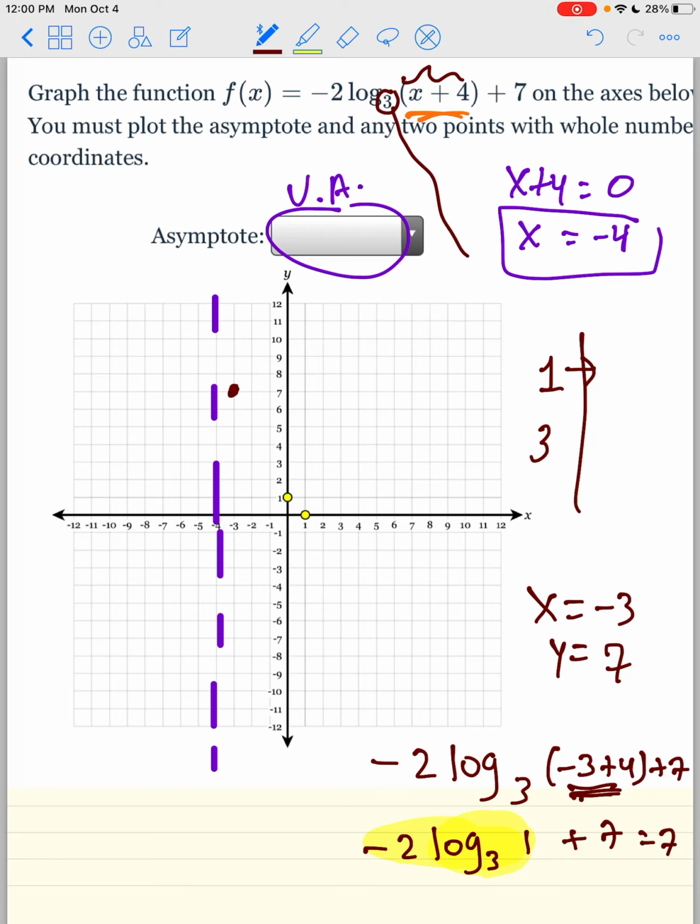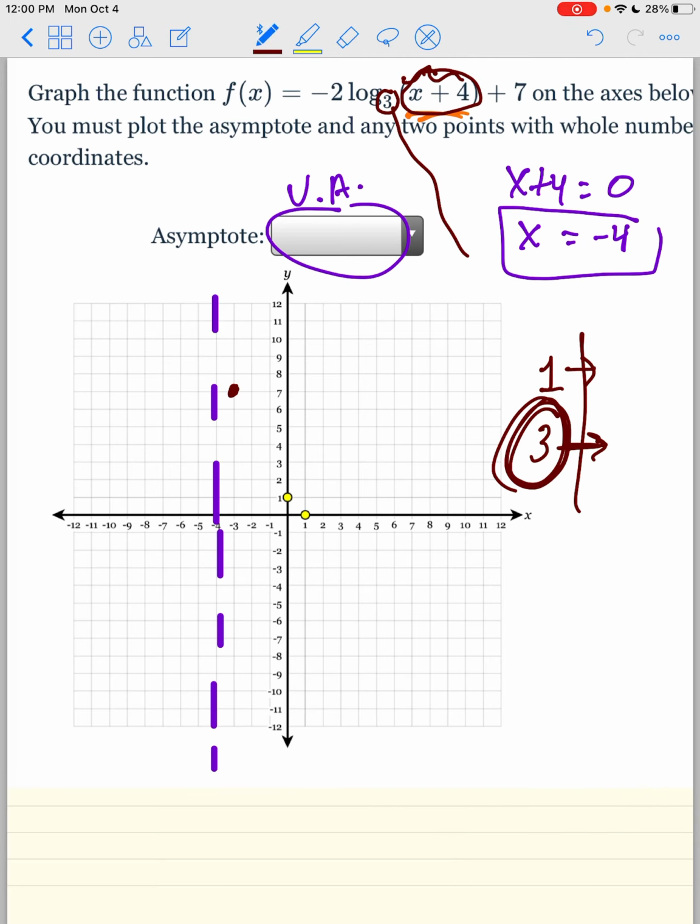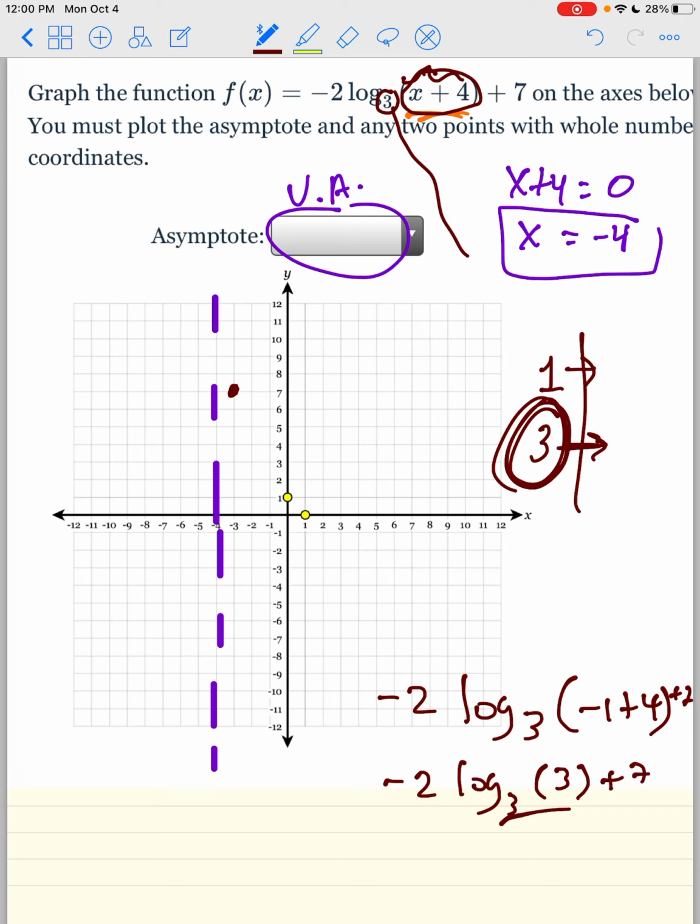That's one of them. And then you want the number that makes 3. So what can I put in here that would make a 3? Isn't it true that if you put a negative 1 in there, it would make 3? Sure. Plus 7. So when x equals negative 1, we get 3 here. 3 to what power makes 3? 1. So negative 2 times 1 is negative 2, plus 7 makes 5. So at x equals negative 1, y equals 5.